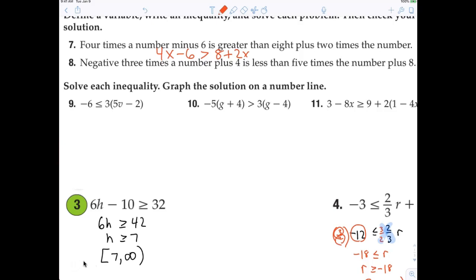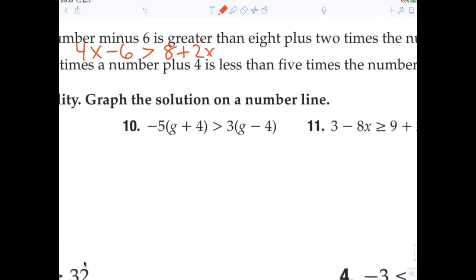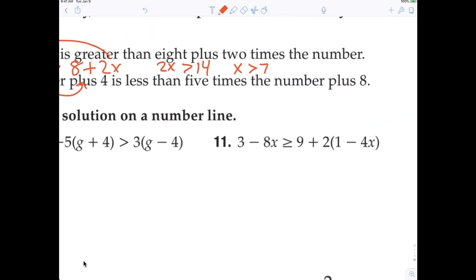Anybody have any questions with that? All right. Now we're going to practice doing some mental math here. I'm moving the 2x over to this side. So 4x minus 2x is what? 2x. Now the negative 6 goes over here. So I would be what? 14. So I would say 2x is greater than 14. X is greater than 7. And then parentheses 7 to infinity.